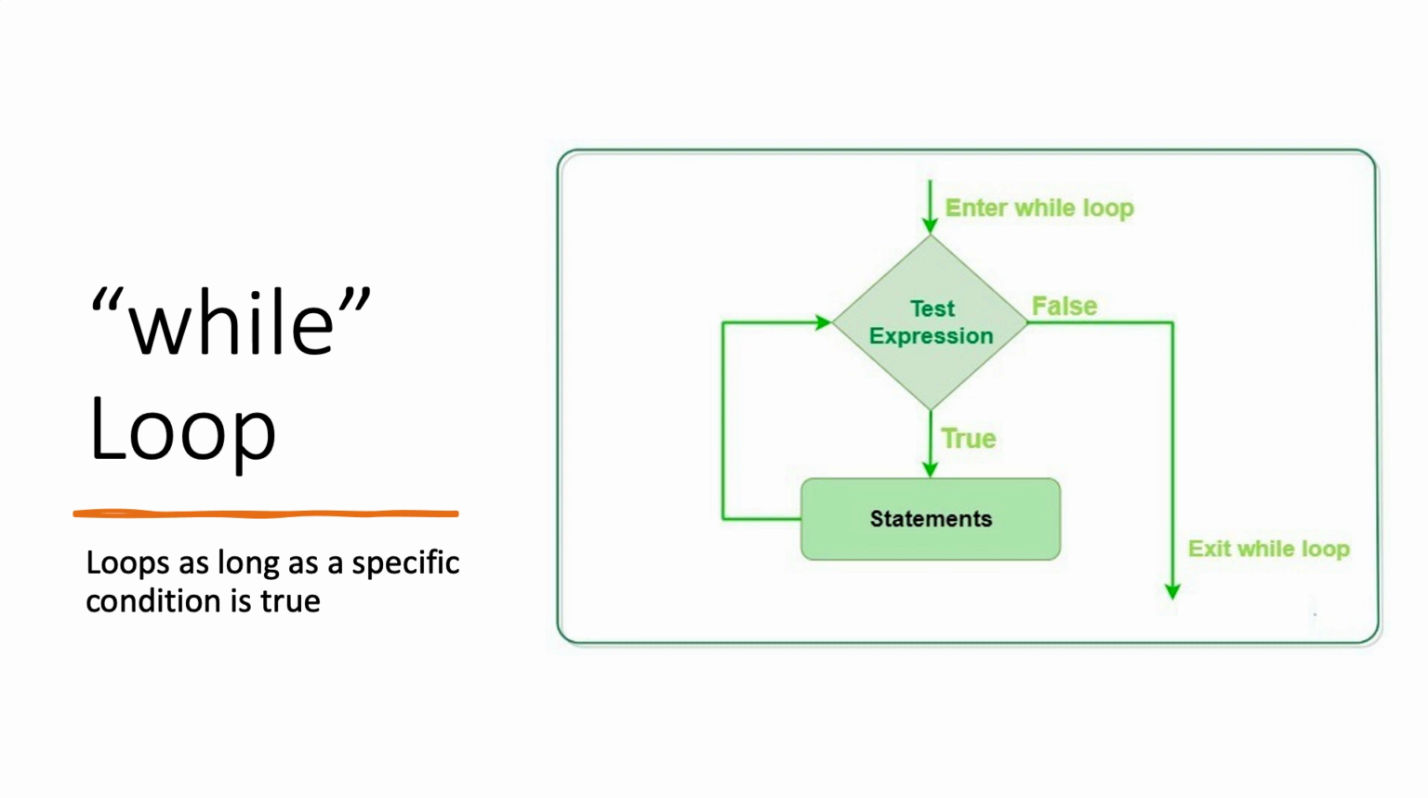Once the condition evaluates to false, the loop stops executing and the program continues with the next statement following the loop. So we can say then that while loops are useful when the number of iterations is not known beforehand, and the loop needs to continue until a specific condition changes.